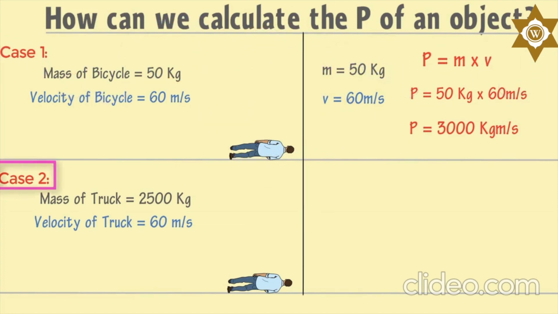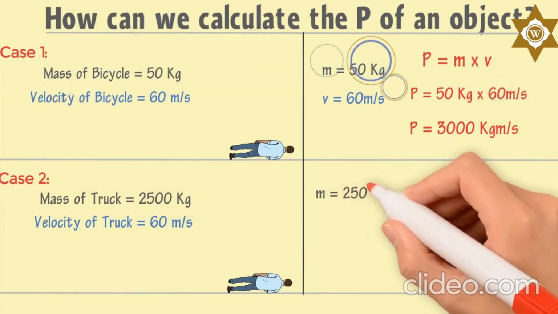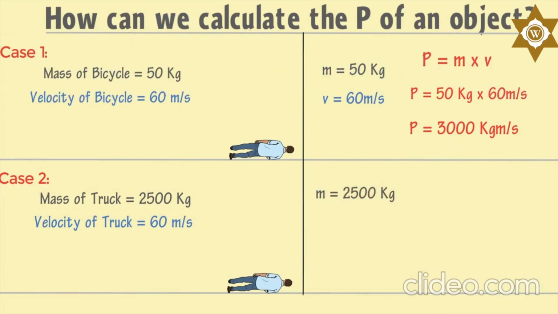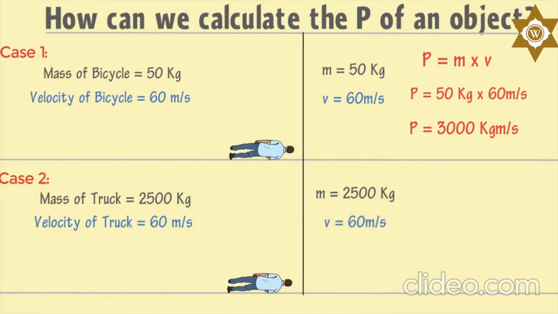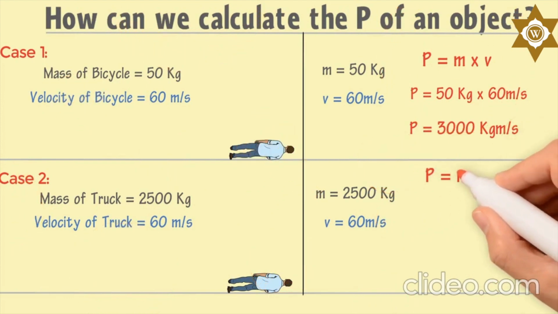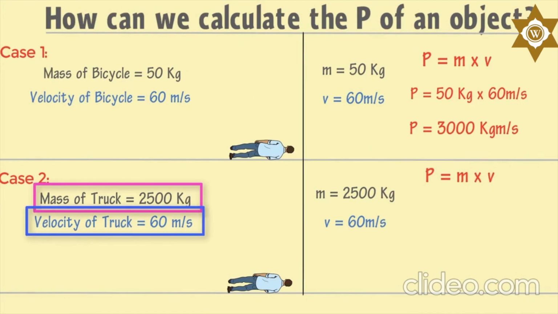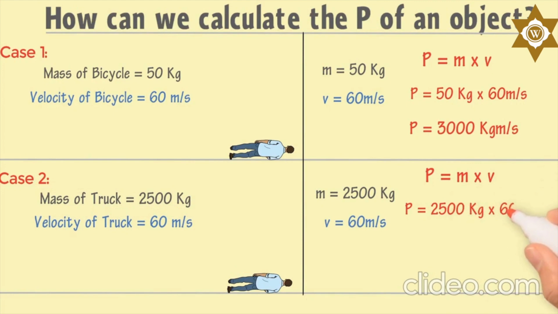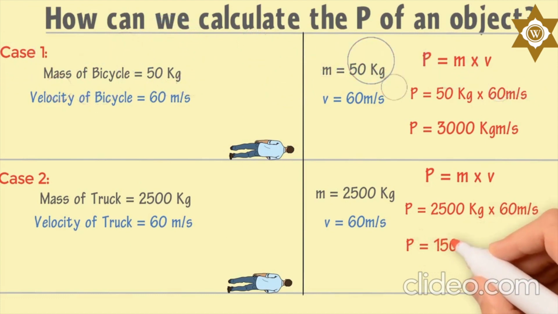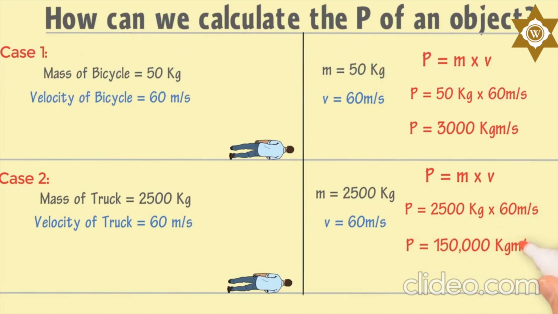In case 2, the mass of the truck m is equal to 2500 kg, while the velocity of the truck is 60 meters per second. Hence, the momentum of the truck P is equal to the mass of the truck times the velocity of the truck. Thus, P is equal to 2500 kg times 60 meters per second. We get P is equal to 150,000 kg meter per second. So the momentum of the truck is 150,000 kg meter per second.